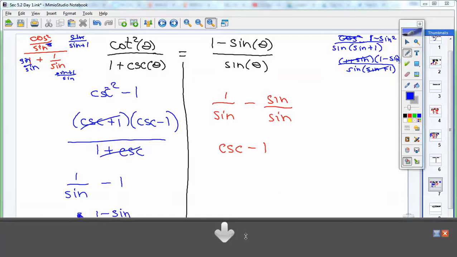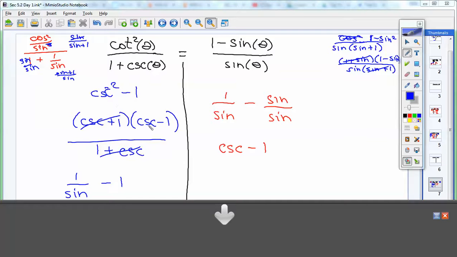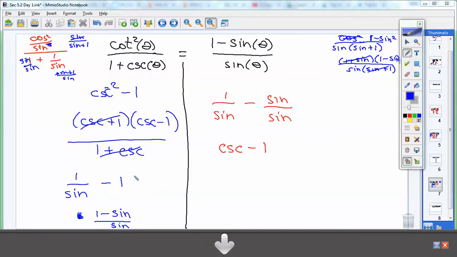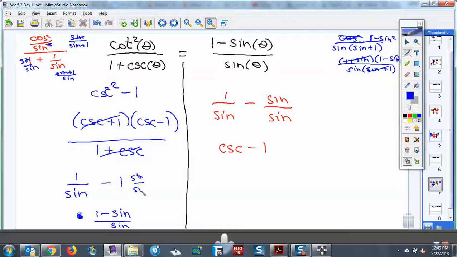Now I can start getting sines. So now I can take my cosecant, make it 1 over sine minus 1. And then I get my common denominator, so I'd have a sine and a sine here. So I get 1 minus sine all over sine, which is that. So that was really pretty much a different way of doing it. I just waited till the end to get my sines. And that worked pretty good.